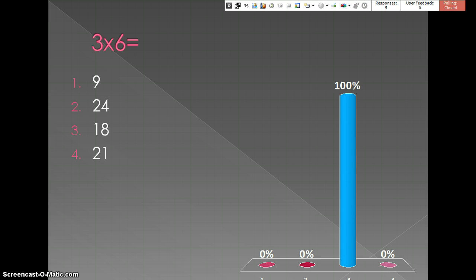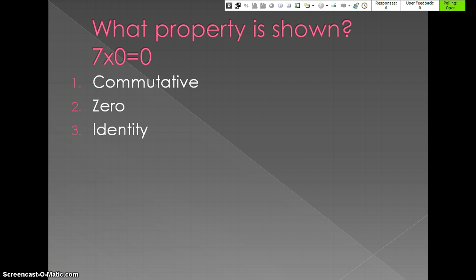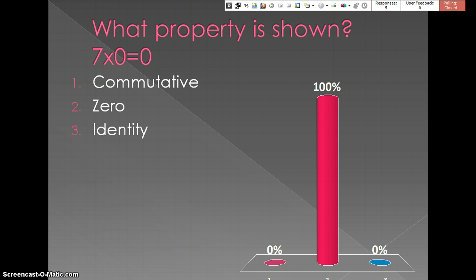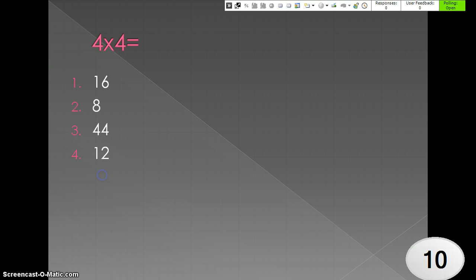And we had 100% of you saying it was 18, and you are correct. Awesome job. All right, another property question. Which property is being shown here? All right, 100% of you saying the 0 property, which is correct. You guys are awesome at your multiplication properties. Good job. All right, 4 times 4.